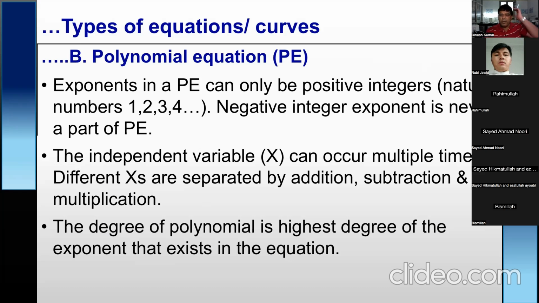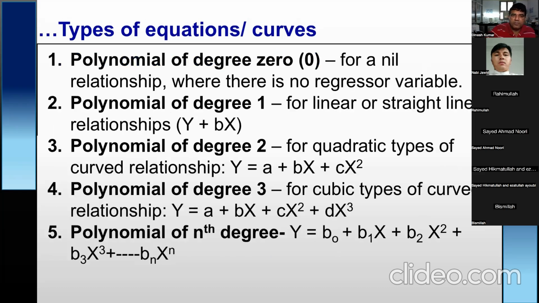The degree of a polynomial is the highest exponent that exists in the equation. Now, a polynomial of degree 0 is a nil relationship, meaning y is equal to 0. There is no relationship. A polynomial of degree 1 is a linear relationship, or a straight line, y equals a plus bx. A polynomial of degree 2 is a quadratic, curved relationship, y is equal to a plus bx plus cx squared.